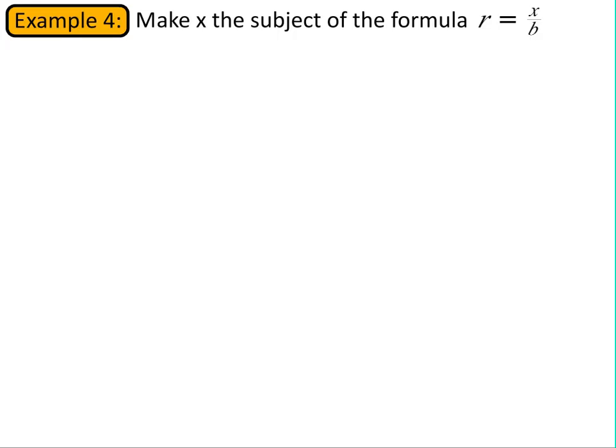Example 4, we've got to make x the subject here. Well, x is being divided by b, so we want to multiply both sides by b.